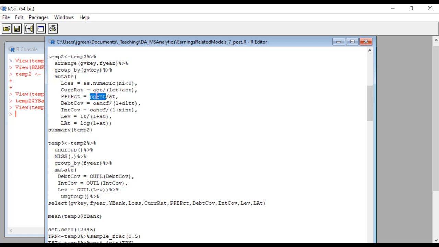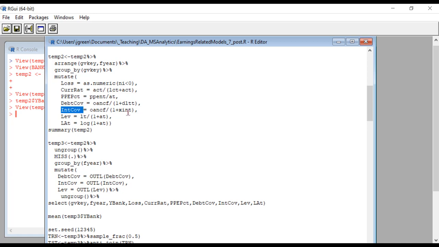The property, plant, and equipment as a percent of total assets gives a way to say how tangible our assets are, how much is in property or equipment or plants that can be used in a bankruptcy, for example, to liquidate. This is debt coverage, so this is operating cash flows divided by debt long-term total. That's what DLTT is. Notice I'm adding 1 plus that. That's because some companies have 0 long-term debt, so then we would be dividing by 0, and that makes an infinite value, so then this ratio won't work.